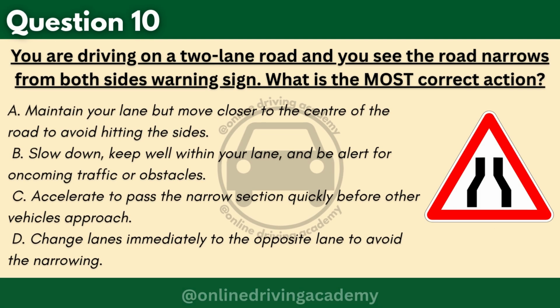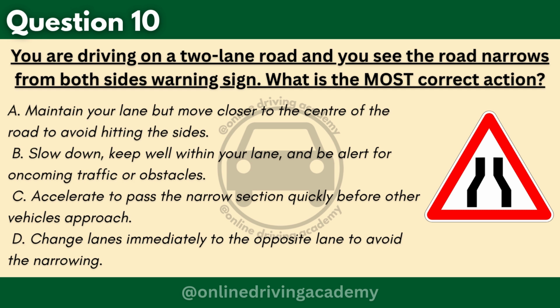Question 10. You are driving on a 2-lane road and you see the road narrows from both sides warning sign. What is the most correct action? Is it option A, maintain your lane but move closer to the center of the road to avoid hitting sides? Is it option B, slow down, keep well within your lane and be alert for oncoming traffic or obstacles? Is it option C, accelerate to pass the narrow section quickly before other vehicles approach? Or is it option D, change lanes immediately to the opposite lane to avoid the narrowing?